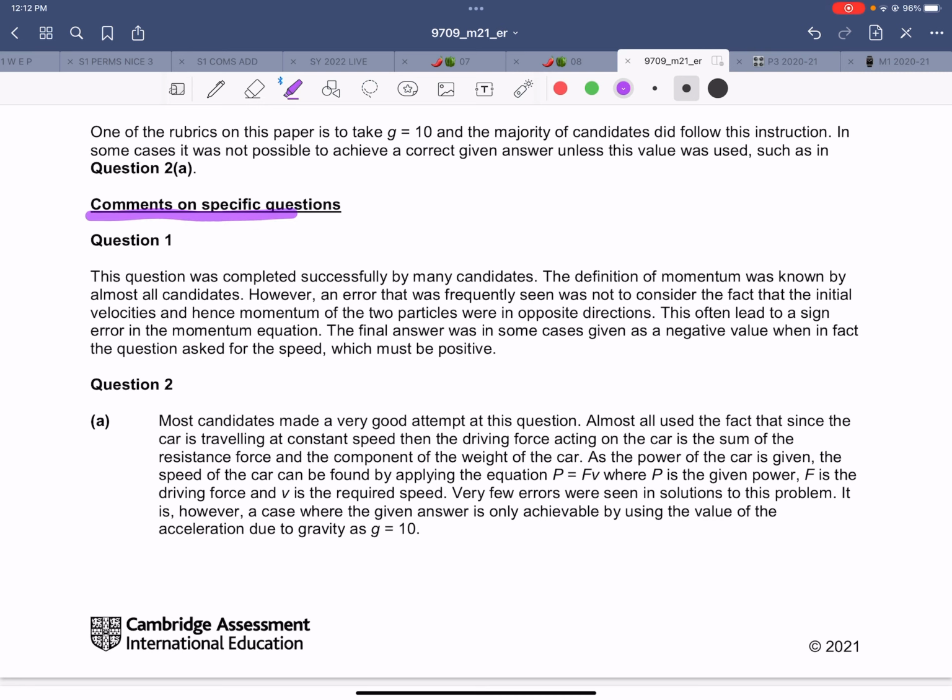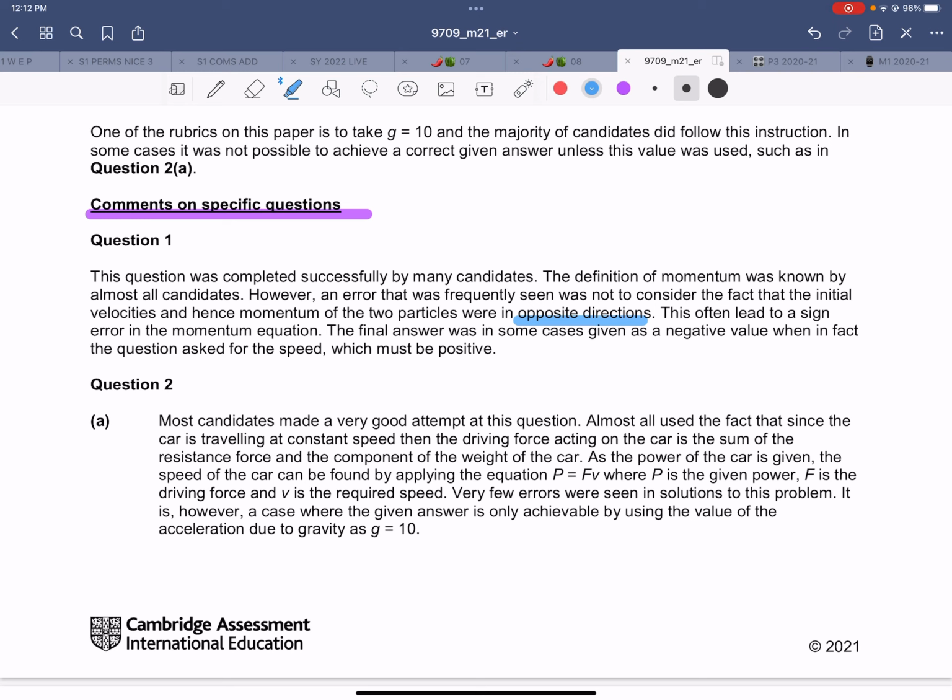Comments on specific questions. Question number 1. The question was successfully completed by many candidates. The definition of momentum was known by almost all candidates. However, an error that was frequently seen was not to consider the fact that the initial velocities, and hence momentum, of the two particles were in opposite directions. That is the main thing. That is what the examiner is checking. This often led to a sign error in the momentum.